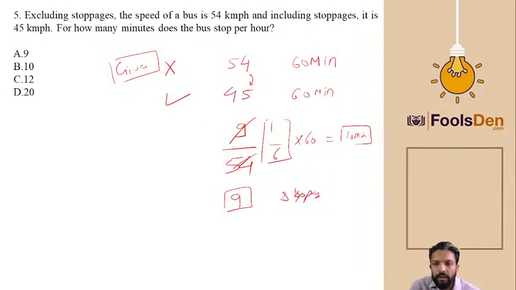The time the train should have taken to travel 9 kilometers will be its stoppage time. Basically in the second case, the train has traveled only 50 minutes and has taken a stoppage of 10 minutes. Your answer will be option number B.